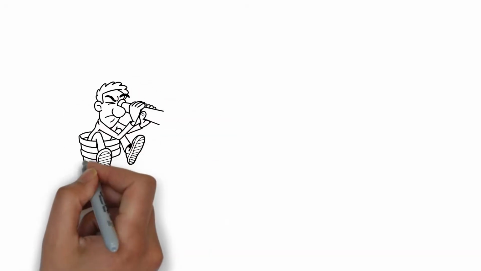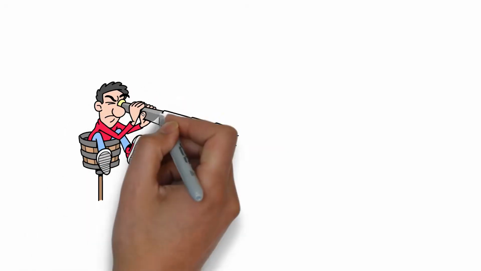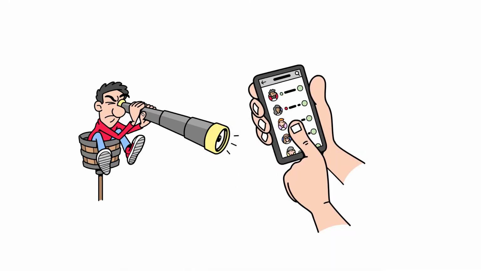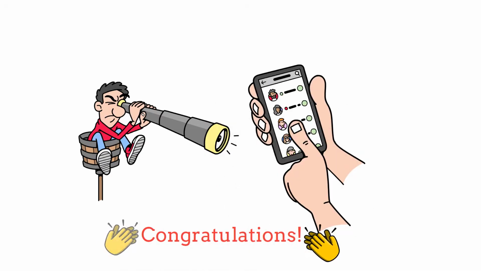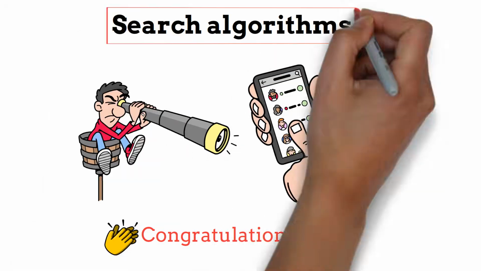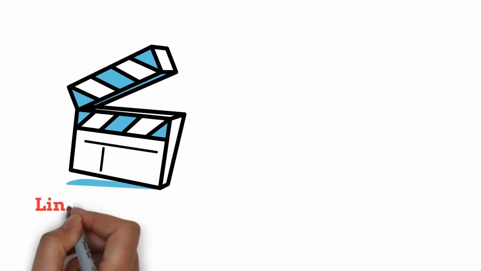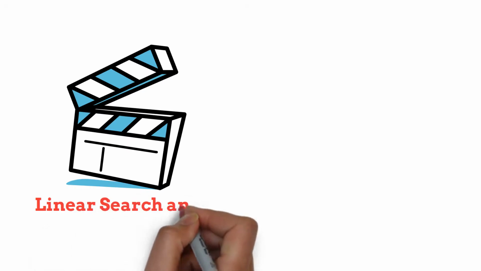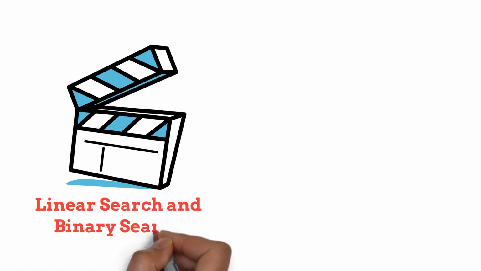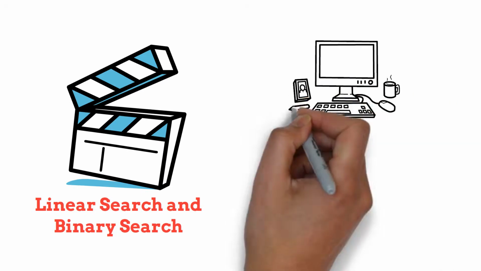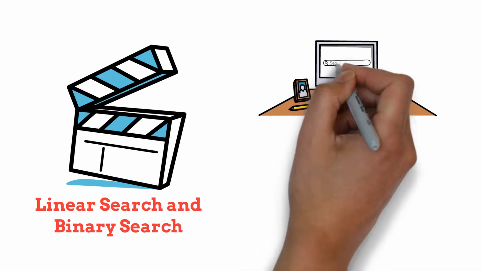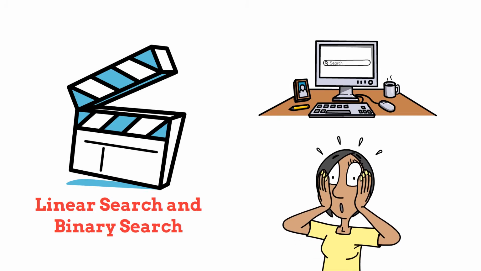Ever lost your keys in a messy room? Or tried finding a contact on your phone? Then congratulations! You've already used search algorithms in real life. Today, we're diving into the two most important search algorithms that power our digital world: linear search and binary search. Let's unlock the secrets of how computers find things. And trust me, it's cooler than you think.